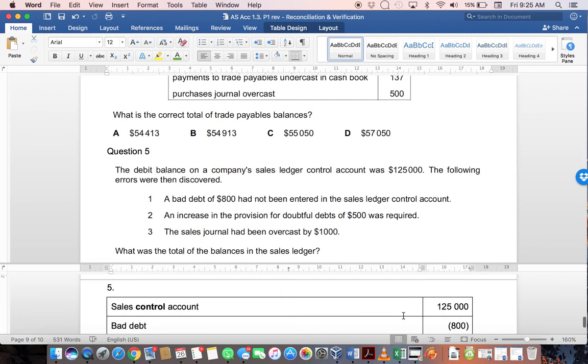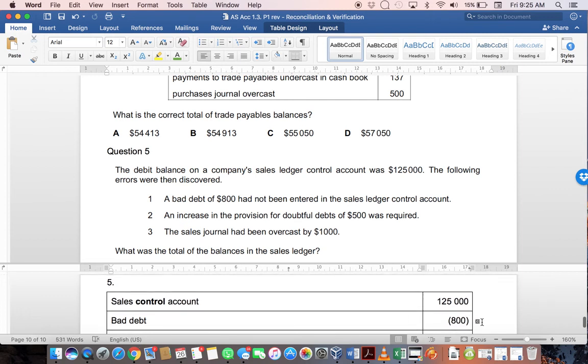The bad debt, if it was not entered in the sales ledger control account, obviously I'm going to need to subtract it, because if you've written it off as bad, it decreases the total amount owed that I'm keeping in my books, because I don't expect to get the money anymore.